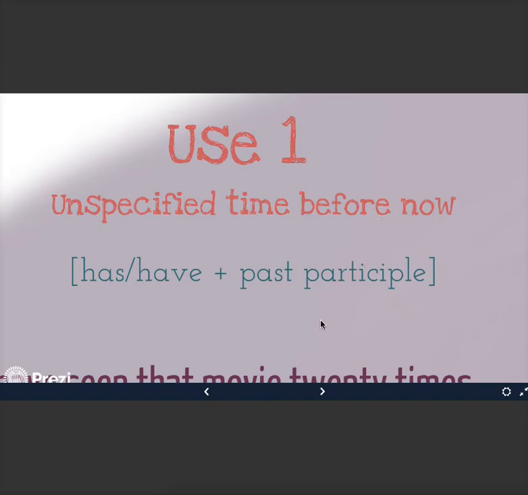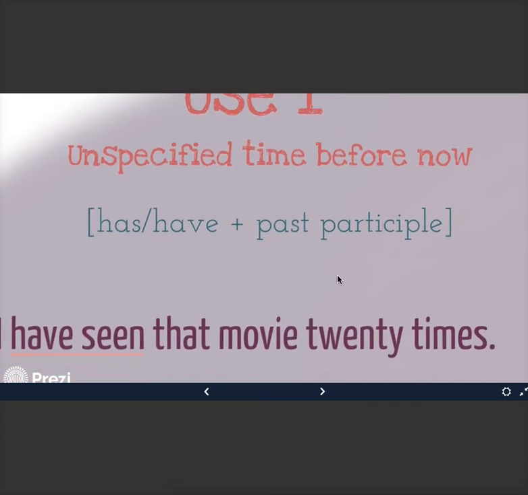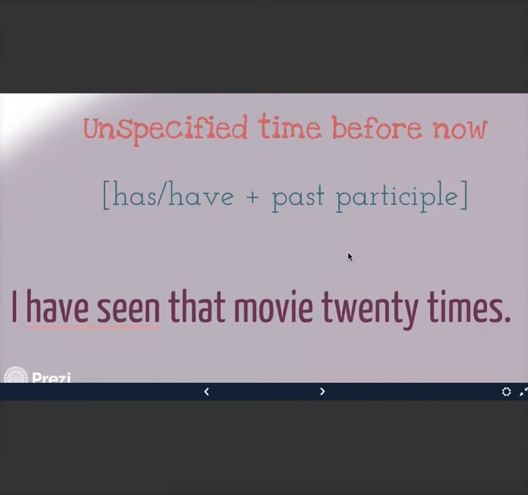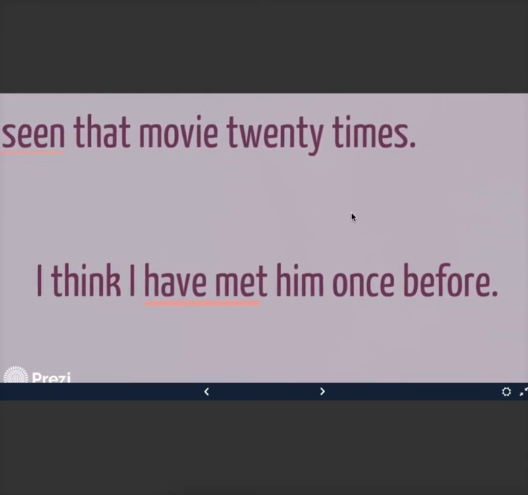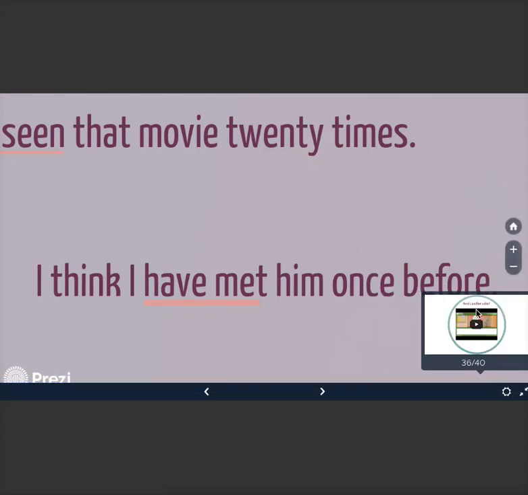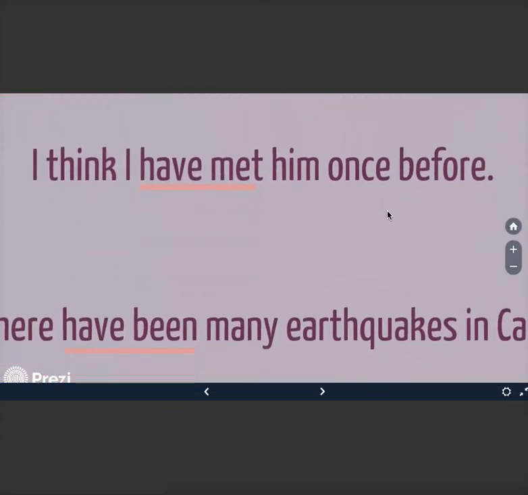No? So don't forget, if you don't have specific times, you can use present perfect. And there you have some examples. I am going to show you example one by one just in case.